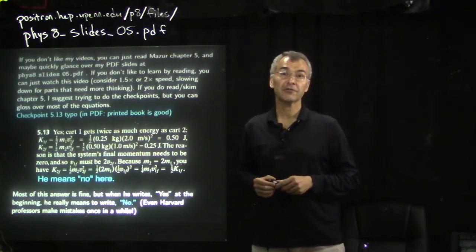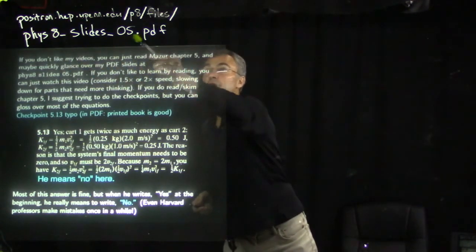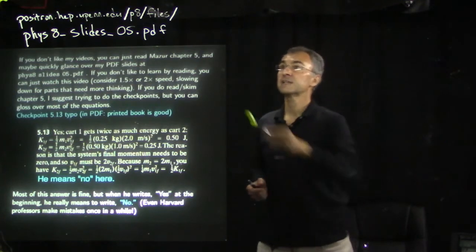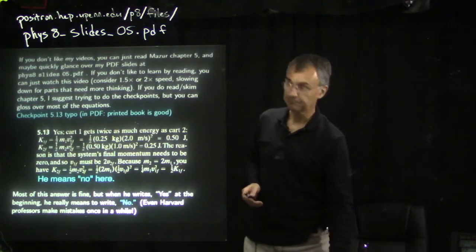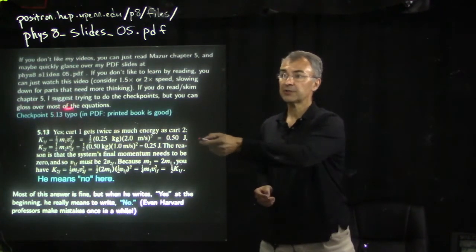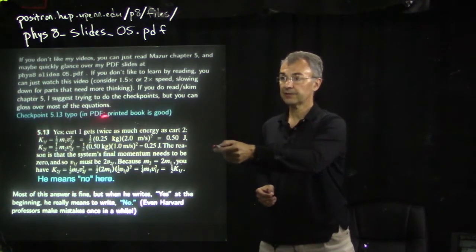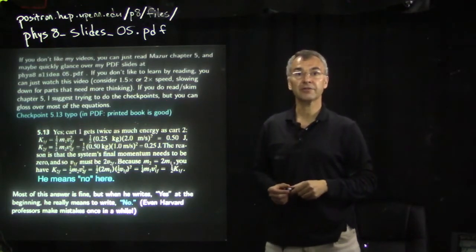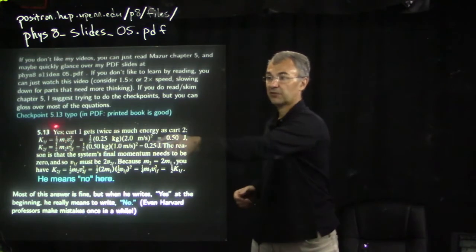If you want to follow the slides that I go through here, they are at phys8slides05.pdf in the positron/p8/files area. If you do read through the book, the printed book is fine, but if you are looking at the PDF, then checkpoint 5.13 has a typo. He said yes, but he means no here. He really means to write no at the very beginning.